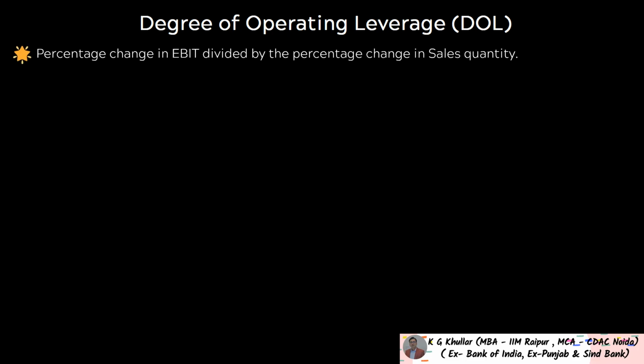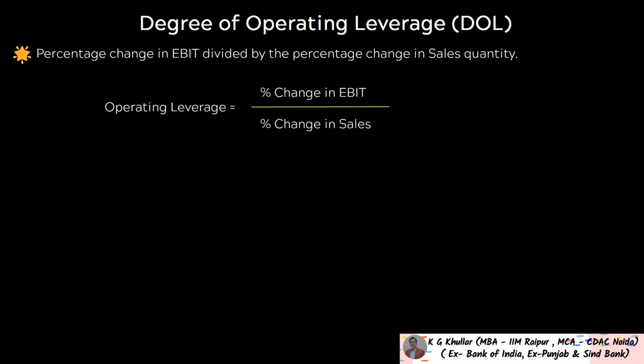Next friends, let's talk about how we measure the extent of this leverage. So when we try to quantify how much EBIT changes with a change in sales, we use a concept called degree of operating leverage. Now, degree of operating leverage is defined as the percentage change in EBIT divided by the percentage change in sales quantity. This tells us how sensitive EBIT is to changes in sales volume.